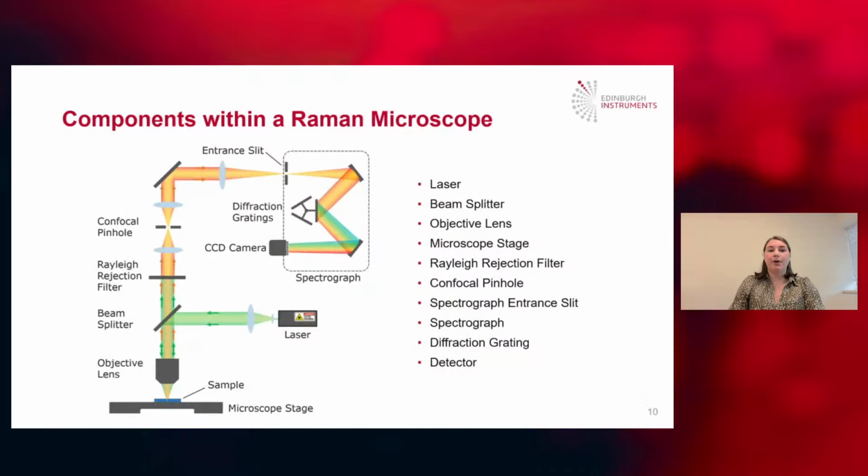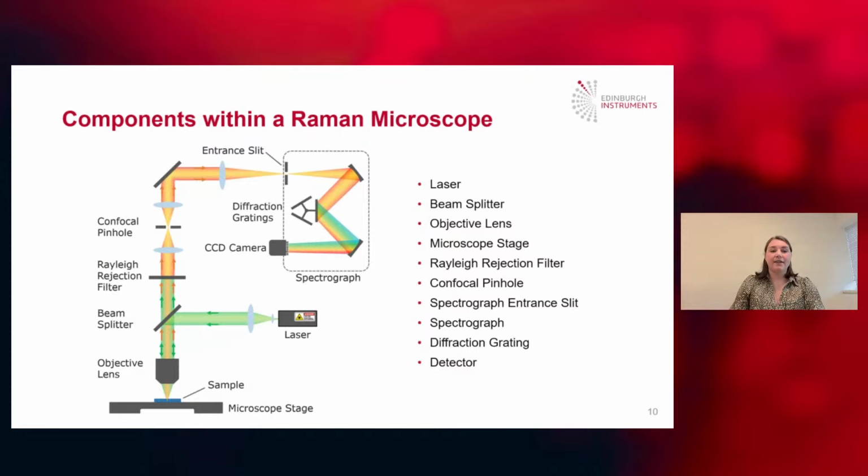These are the basic components of your Raman microscope. First, the laser is used as your excitation source. This is directed through the microscope with a beam splitter down your objective lens onto your sample. So in this case, it might be your electrochemical cell on your microscope stage.